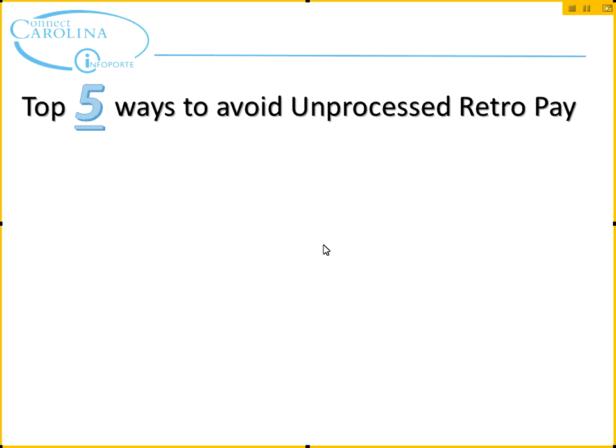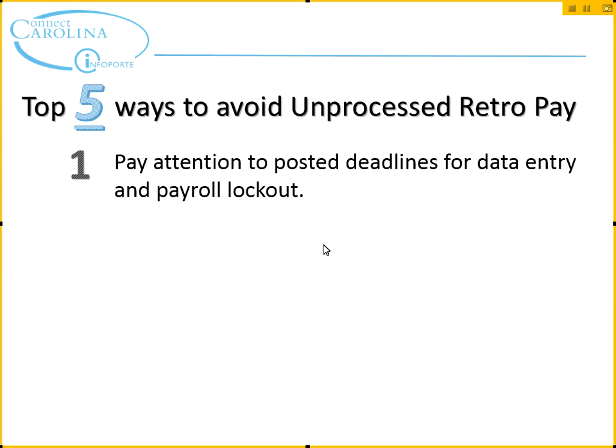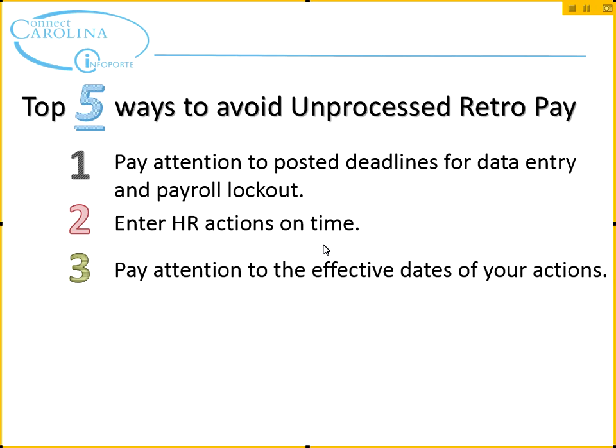And then I just want to quickly go through the top 5 ways to avoid unprocessed retropay. First is, just common sense, pay attention to the posted deadlines for data entry and for getting your actions in prior to the payroll lockout. Second is get your actions in on time. If we get actions in on time before the deadlines, there are no problems with retropay. Third, pay attention to the effective dates of your actions. So when you're putting an action in, especially if you're putting something in that's backdated in the past, really think about where this date is in the timing of the payroll runs, and is this going to create any issues?